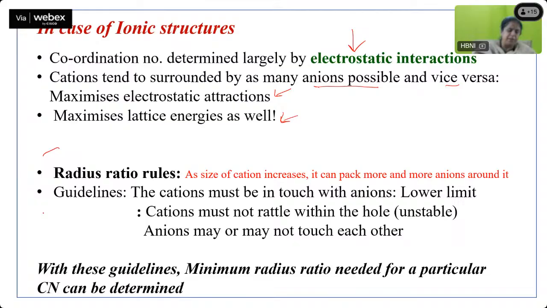Now, radius ratio rule. We said a cation will try to accommodate as many anions, but how many will it be able to accommodate at all?